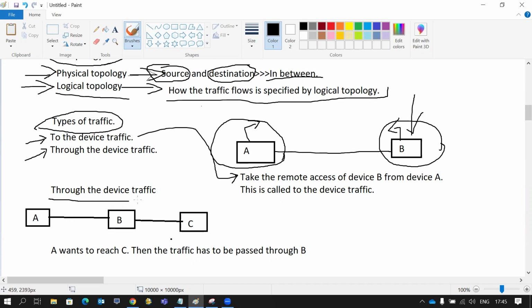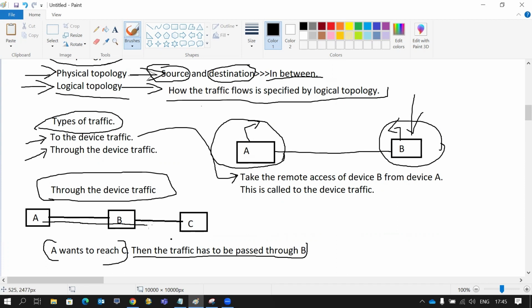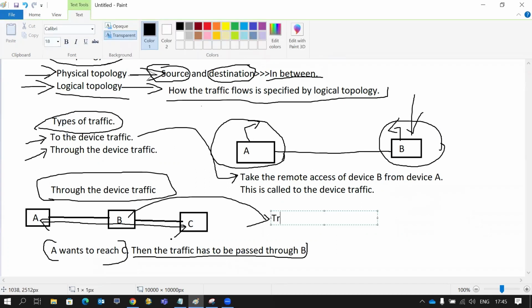Next, let us understand what is through-the-device traffic. For that, let us consider three devices, for instance, device A, device B, and device C. Let's say the task is, for instance, A wants to reach C. In that case, the traffic has to pass through B, which means A's traffic has to pass through B in order to reach C, which is called through-the-device traffic. This device is also called a transit device in networking terminology.